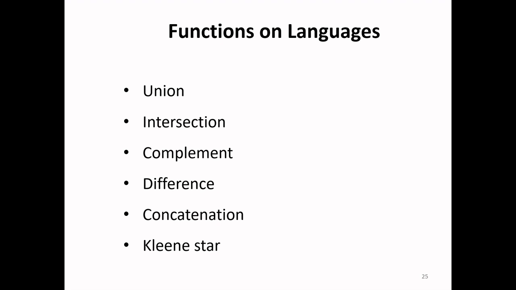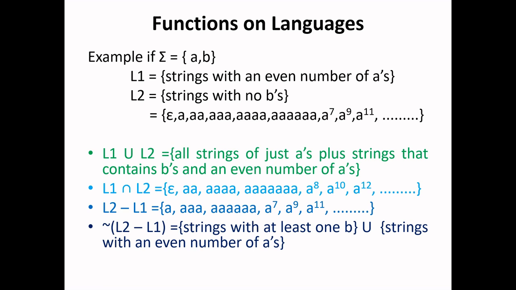Languages are closed under union, intersection, complement, difference, concatenation, and Kleene star. Let us discuss all these functions in detail. Summation is {A, B}, and there are two languages defined over summation {A, B}. L1 consists of all the strings with an even number of A's. That is, it may have any number of B's, but the number of A's must be even.